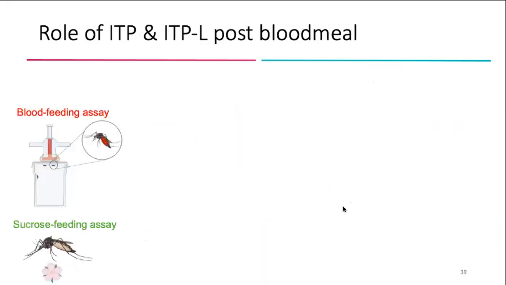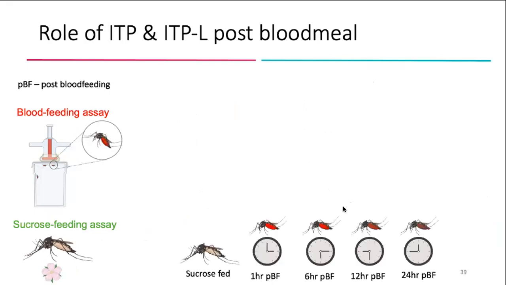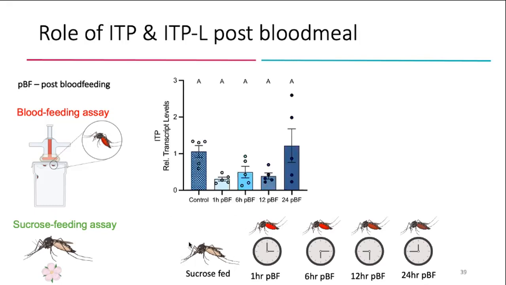Since we noted a potential role in feeding and starvation, we next wanted to examine whether a protein-rich meal influences the transcript abundance of ITP and ITP-L peptides into the adult female hemolymph. So to do this, we introduced a blood meal to females and collected them after 1, 6, 12, and 24 hours post blood meal to examine a time course response of ITP and ITP-L transcript levels. Blood-fed females were then compared to a control sucrose-fed female.